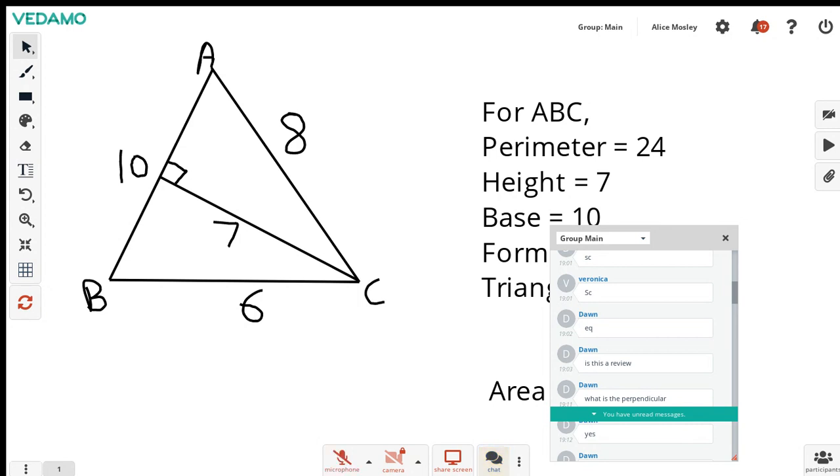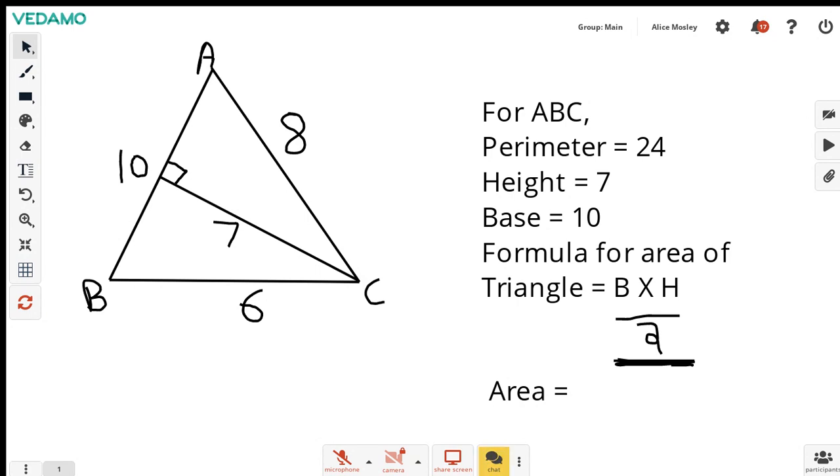Miss Dawn, it is not good to copy Mr. Dwayne. I know that 40 is not your answer. You see, you copied him and he got it wrong. So the best was to give your own answer. You already know the base, which is 10. You already know the height, which is 7. So you multiply together, you get 70. You divide it by 2. 70 divided by 2 is 35. That's it.